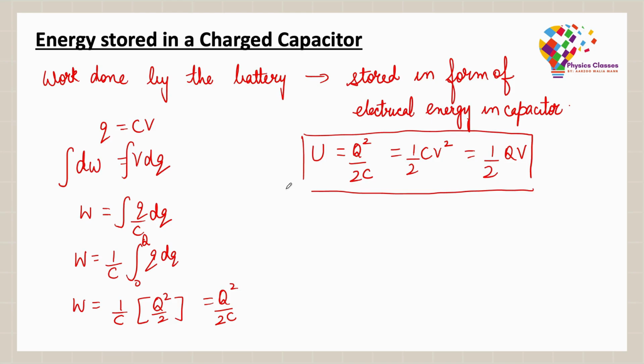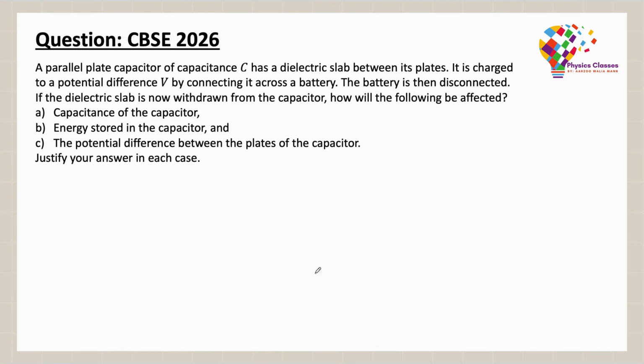Now further moving on, since we have learned everything about a capacitor, we can start working on some PYQs. These are very recent PYQs, so you should surely know them. So let's start with the first one. There's a parallel plate capacitor of capacitance C, with a dielectric slab between the plates. Now we charge it to a potential difference V by connecting it across a battery, and the battery is then disconnected. So the key word here is disconnected. Now if the dielectric slab is withdrawn from the capacitor, how will the following be affected?